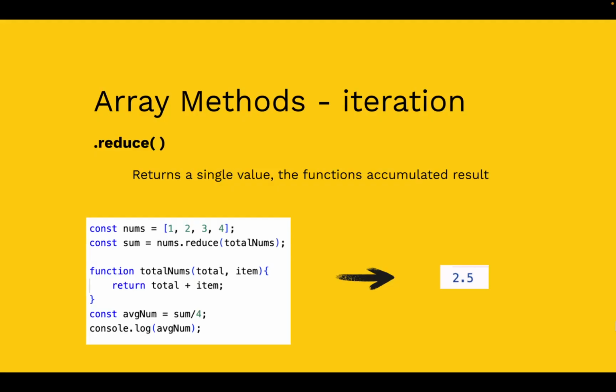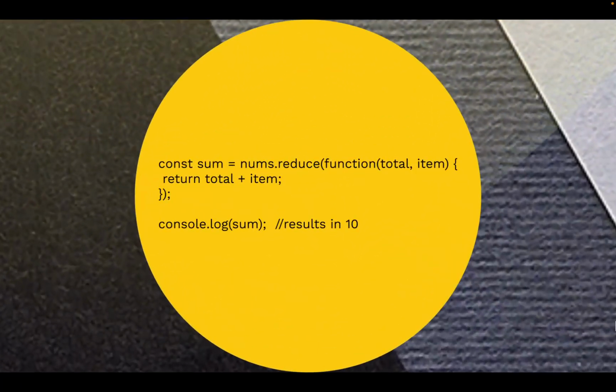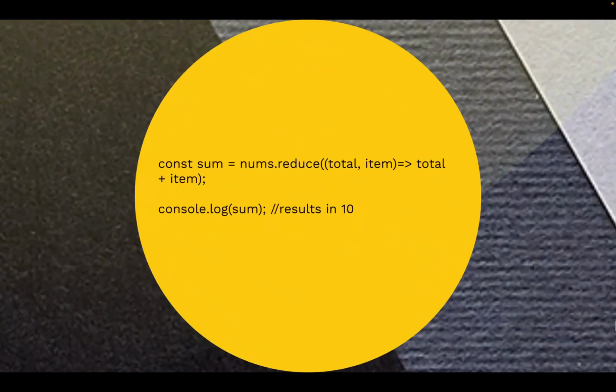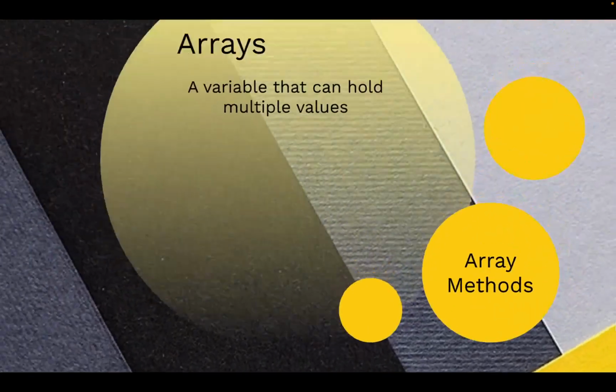In all of these examples, we called a named function. You can also use an anonymous function as the array method parameter with any of these array methods. Or you could use the arrow function to do the same thing. So there we have a brief overview of arrays and some of the array methods that you can use to process items in an array.